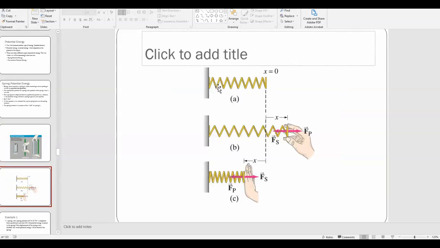Okay, and here is basically just showing you, this is the equilibrium position up here at the top, and whether you pull it out or push it in, you're still displacing it from equilibrium, and therefore storing spring potential energy in the spring.